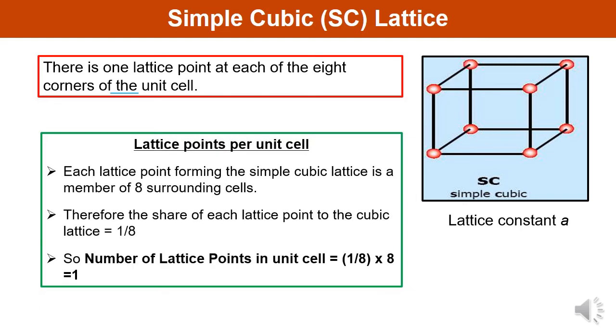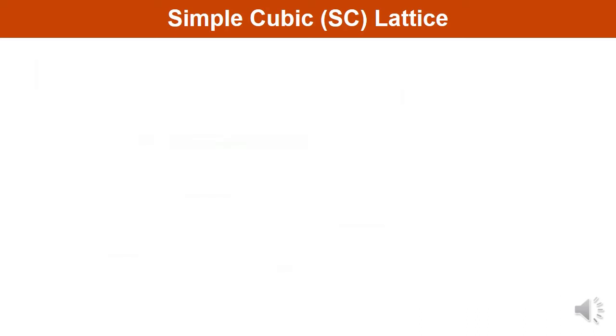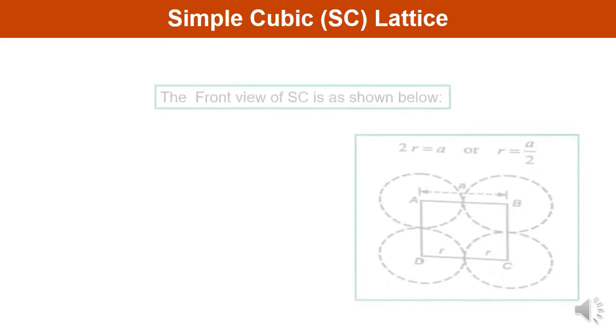So each lattice point forming the simple cubic lattice is a member of 8 surrounding cells, as I have told you. So the share of each lattice point in the cubic lattice will be what? 1 by 8. So the number of lattice points in the unit cell will be what? 1 upon 8 into 8, because 8 is the number of cells surrounding each lattice point, and 1 by 8 is each lattice point's share. So this is coming out as 1. You have to calculate the atomic radius for the simple cubic lattice.